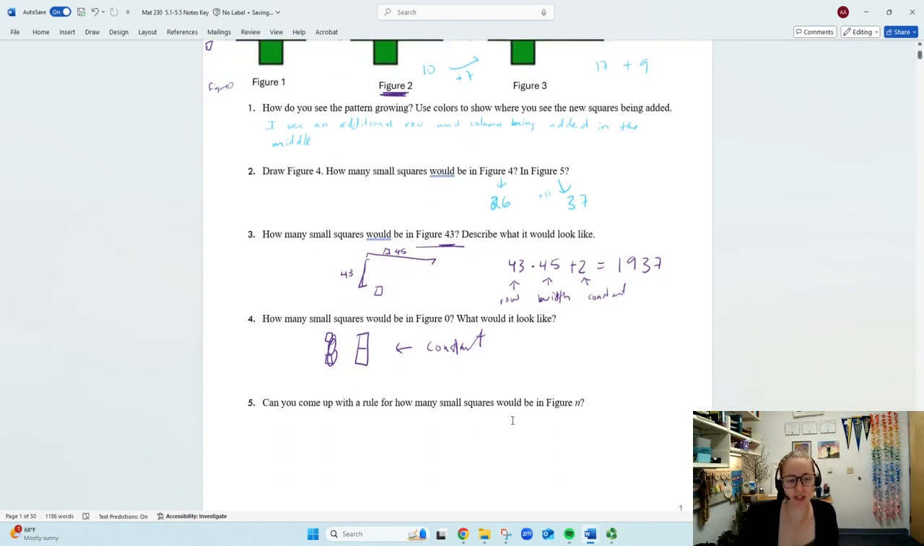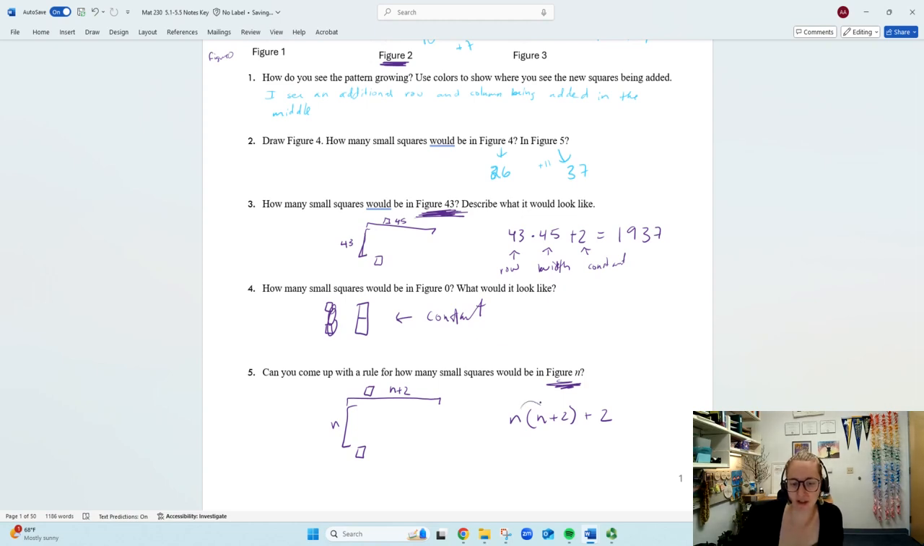Okay, very last question. Can we come up with a rule for how many small squares would be in figure n? So I'm going to follow through with this figure 43, but let's think about this now as figure n. So I would actually have n rows, and then I would have 2 more than that, so n plus 2 as my width, and then I would have those 2 little extra boxes that I started with, so plus 2. And if I actually distribute that out, I have n squared plus 2n plus 2. Either one of these equations would actually work.